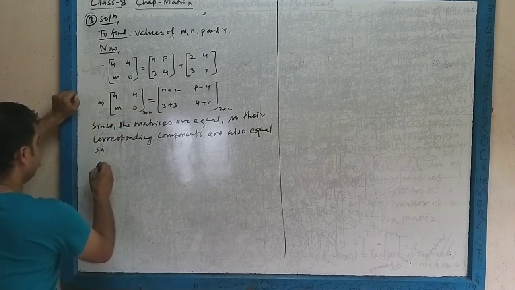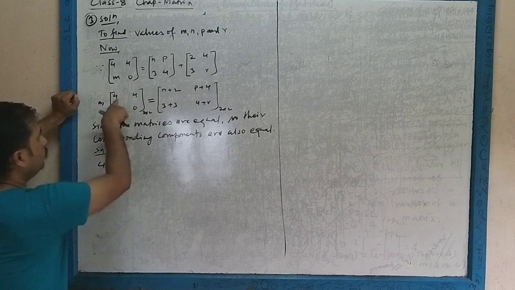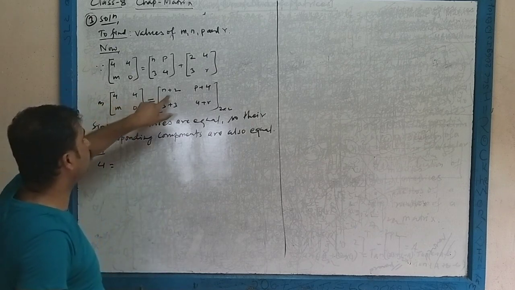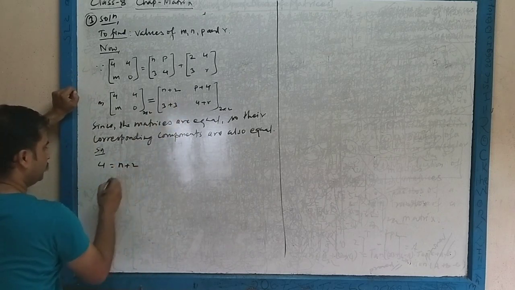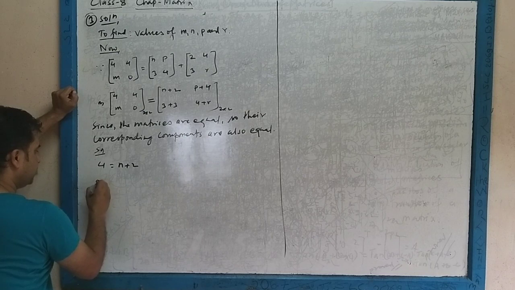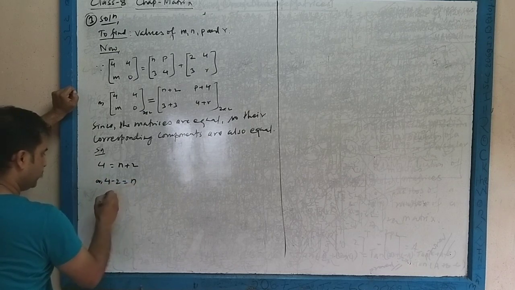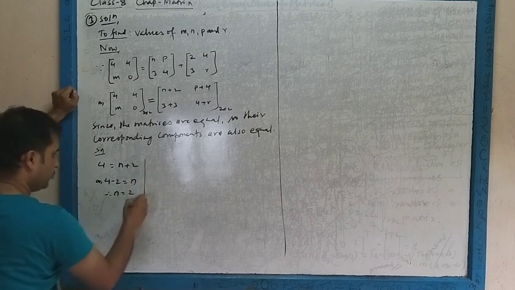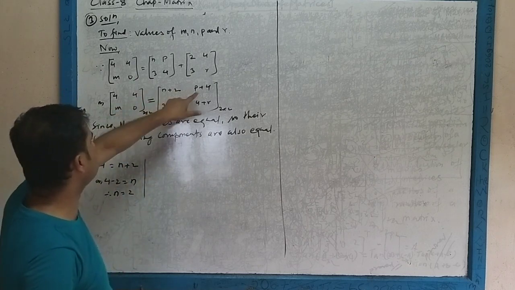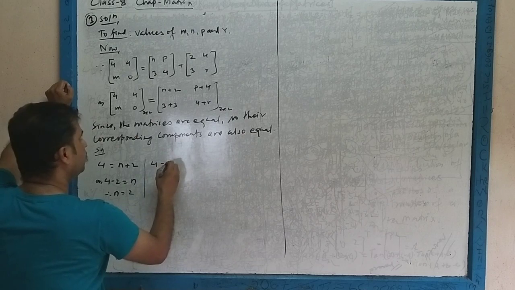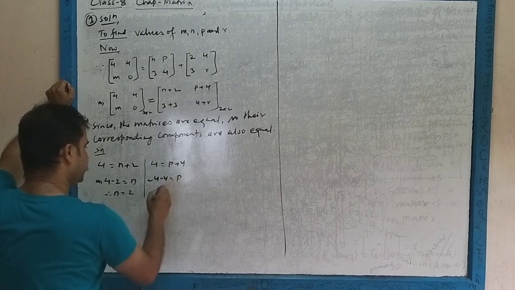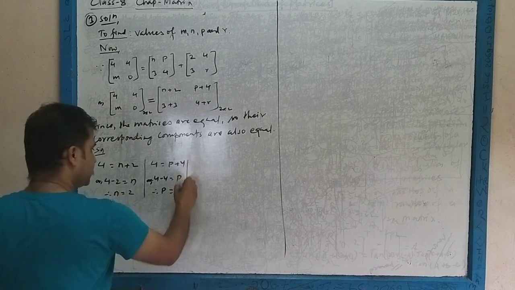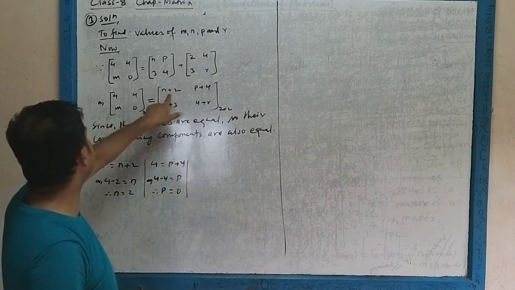So the value of 4 will be equal to the element lying in first row first column of the right hand side, n plus 2. So therefore, 4 minus 2 equals n. Therefore, the value of n is equal to 2. One line you draw. You got the value. Now equate this and this. 4 will be equal to p plus 4, or 4 minus 4 equals p. Therefore, the value of p equals 0. Correct. Draw the next line here, small line. This one is completed. Let's do this one.